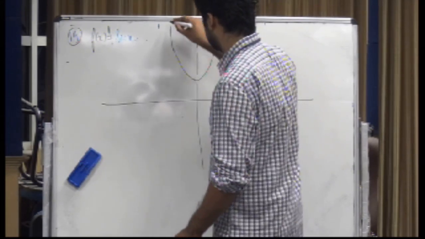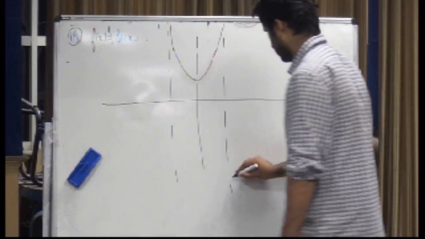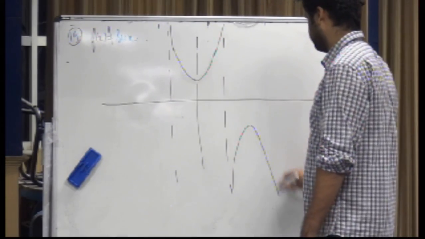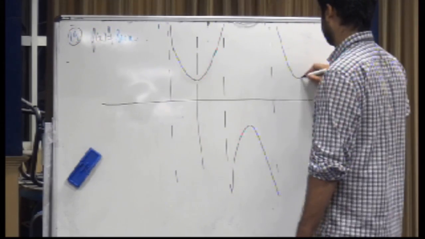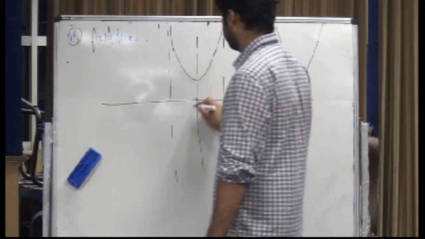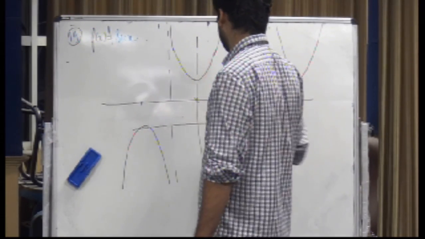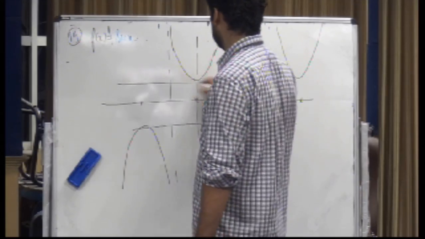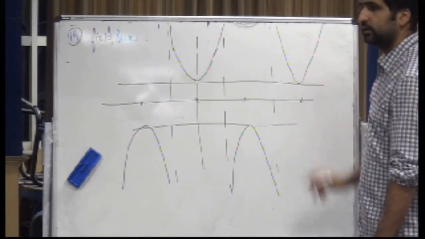This is minus pi by 2, pi by 2, 3 pi by 2. Right. Yes sir. So these are the values minus 1 and 1, right?